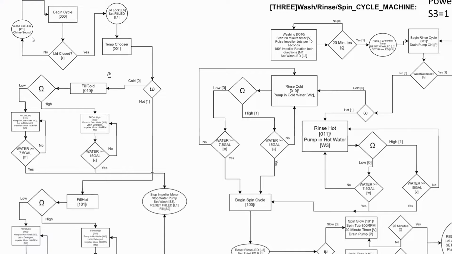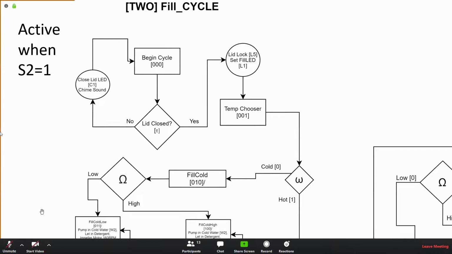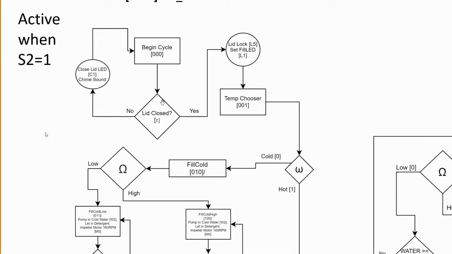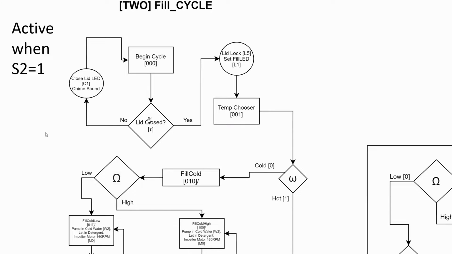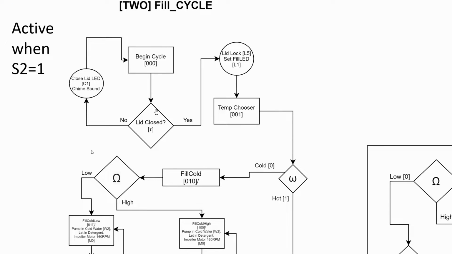So right here is the fill cycle. As I said before, it's only active when S2 equals 1. We start right here with begin cycle. And this would be controlled through a switch that is dependent on the lid being closed. If it's not closed, it'll do a little chime, and a little LED will pop up saying, hey, you should close the lid. And it'll keep repeating this until they actually close the lid.